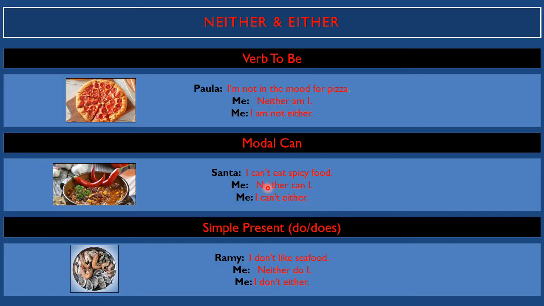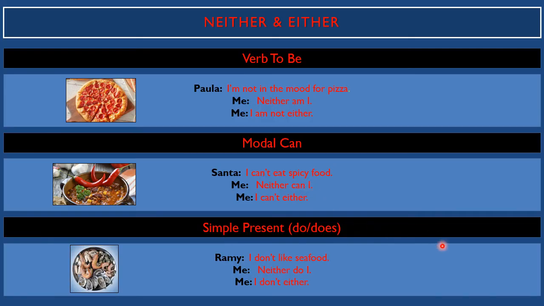If you notice, after neither, the auxiliary or the modal can is in the positive form. But here in the second one, because we have either, we need the negative form of the auxiliary or the modal, can't. Again, remember, neither and either are used for negative sentences. But with either, the auxiliary is going to be in the negative form, and with neither, the auxiliary is going to be in the positive form, as you can see here.